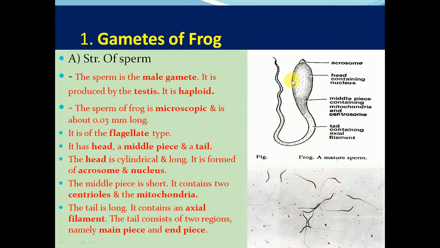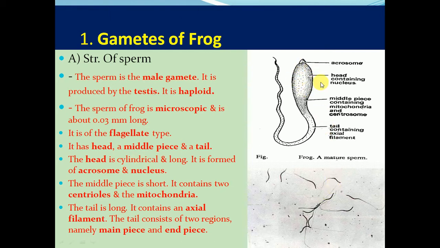The head is cylindrical and long, and it is formed of the acrosome and the nucleus. The acrosome, as we all know, is formed from the Golgi bodies, and it helps the sperm to penetrate the ovum. So this is an important part of a sperm.